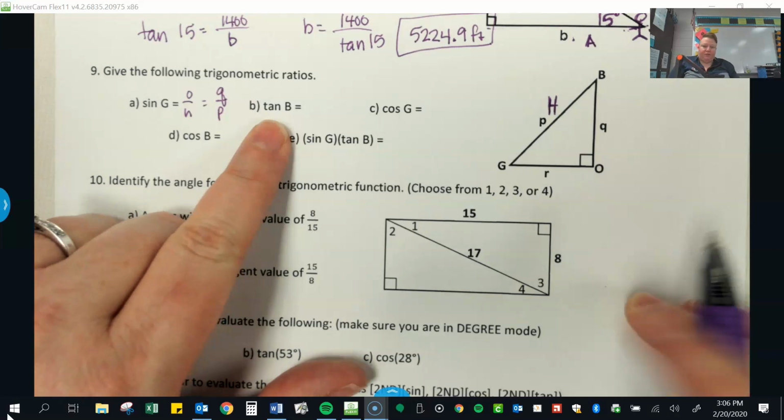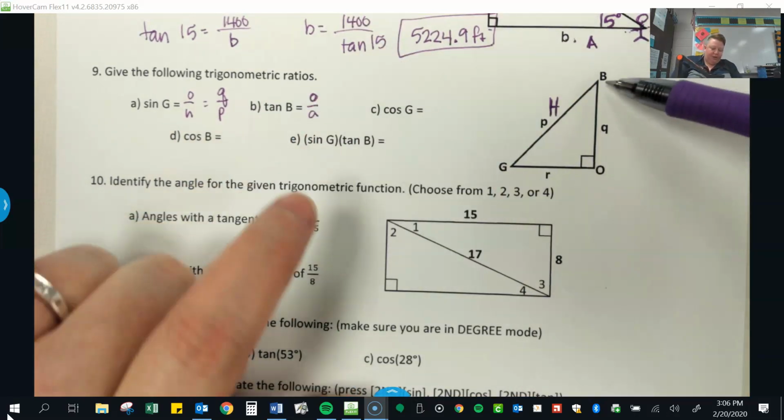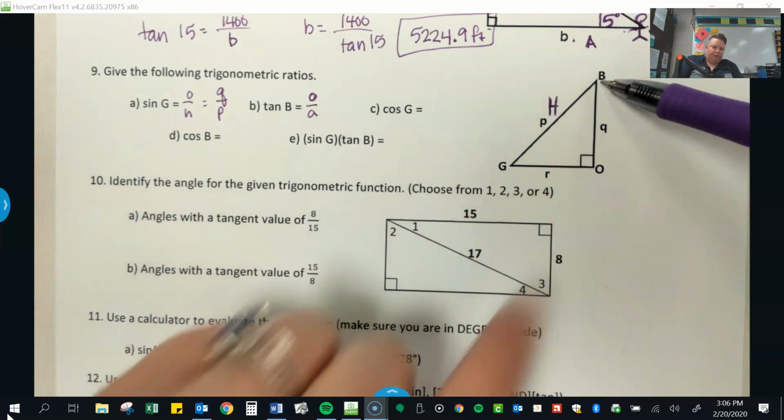All right, now it wants the tangent of B. The tangent is the opposite over the adjacent. That's R over Q.